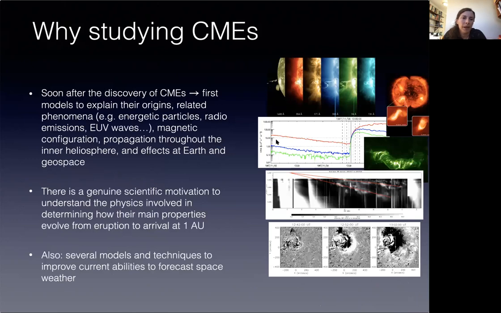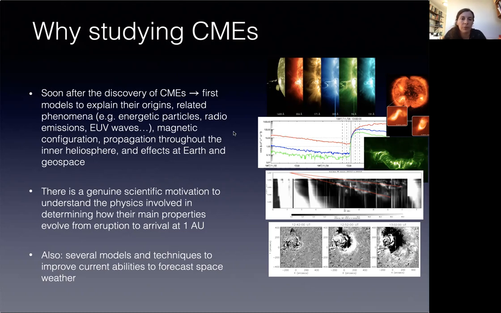Okay. But soon after these historical events, the first models were proposed to explain the origins of CMEs, their related phenomena, magnetic configuration, propagation throughout the inner heliosphere, and effects at Earth and geospace. There is also a genuine scientific motivation to understand the physics involved in determining how their magnetic properties evolve from eruption to arrival at 1 AU.